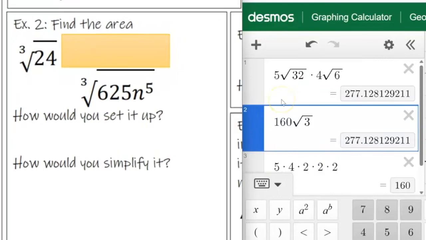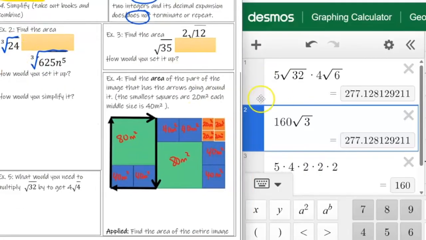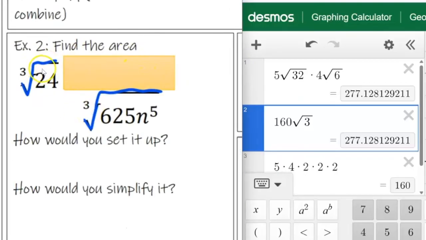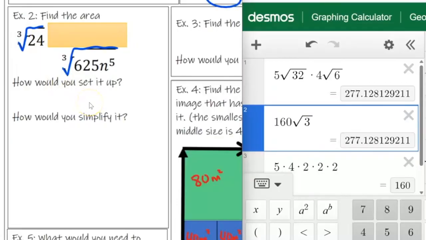Now we're going to learn how to multiply cube roots, and the process is exactly the same. So as I do example 2, you're going to do example 3. And it doesn't even matter that this is cube root and this is square root, because the question is asking how would you set it up. Find the area. So again, from 3rd grade, we know that the base times the height is the area. So how would I set it up? Exactly like that. The base, which in this case is cube root 625 n to the 5th power, times the height, which is cube root of 24, is how I'd find the area.